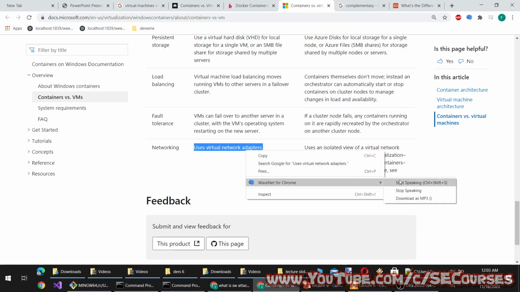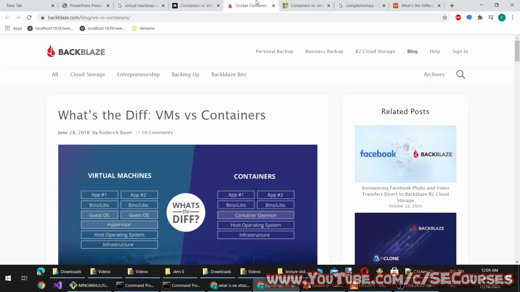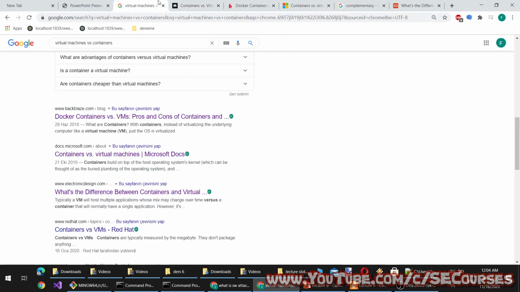From a networking point of view, VMs use virtual network adapters. Containers use an isolated view of a virtual network adapter, providing a little less virtualization. The host's firewall is shared with containers while using less resources. For more, see Windows Container Networking.